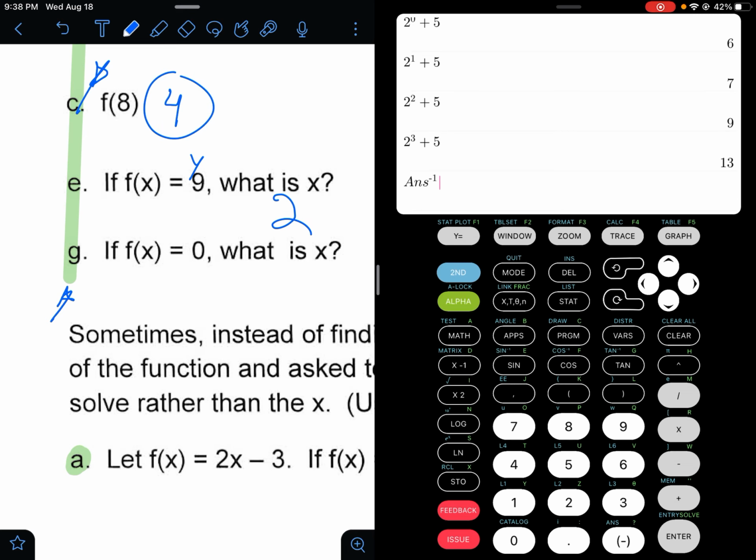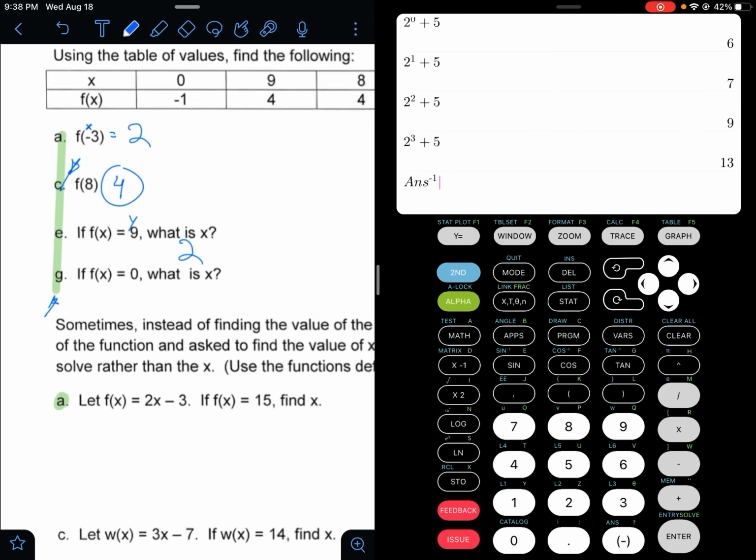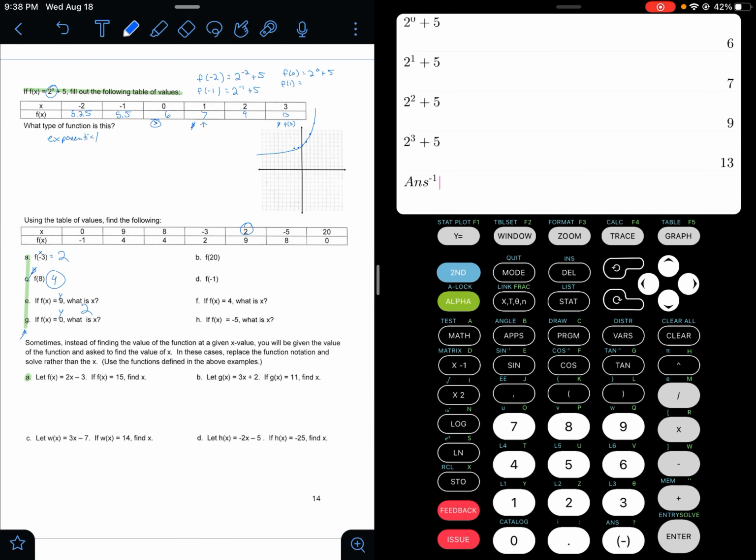And then for this one, it says if f of x is equal to 0, what is x? So again, your y value is 0, or your f of x value is 0. What is your x value? You should get 20, because the point here would be 20 comma 0. Your y value is 0. Your x value is 20. Awesome. We are making progress, my friends.